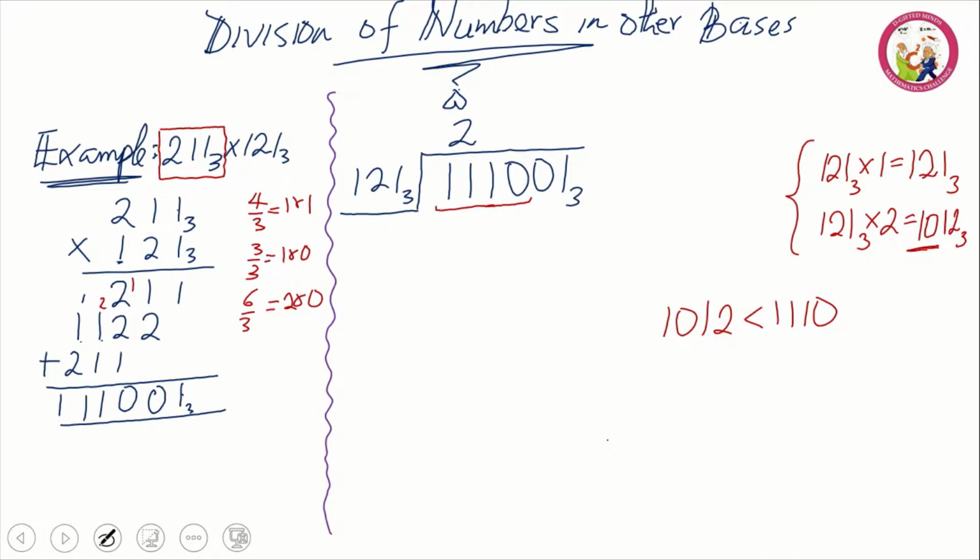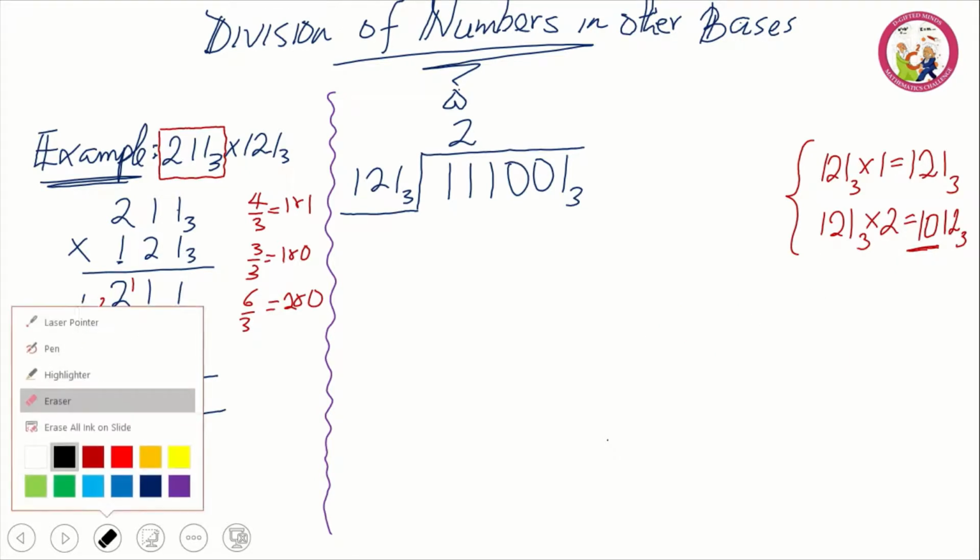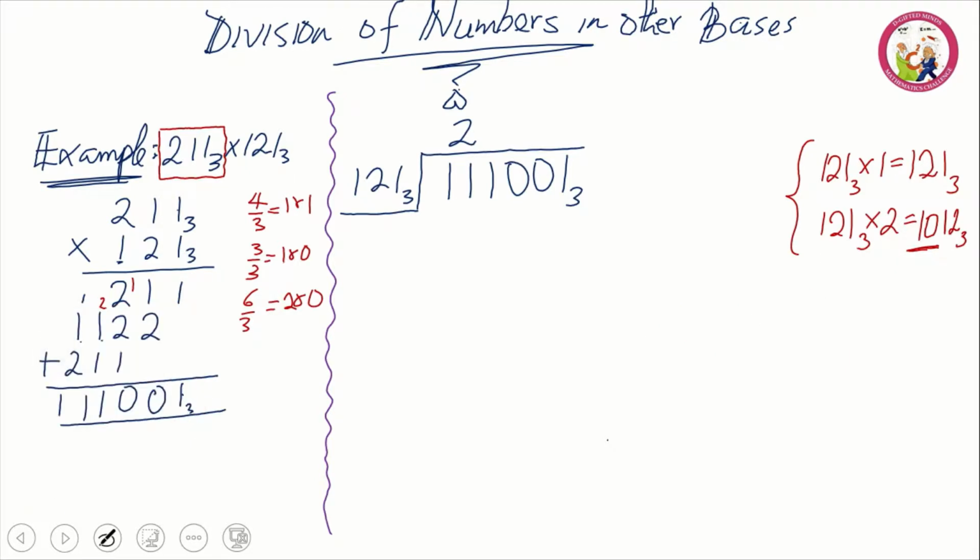Okay, the next step you have to take is to multiply 121 in base 3 by 2, and of course we have that answer already. That is 1012. Now make sure the number is written under the first 4 digits considered. Then you subtract these numbers in base 3.